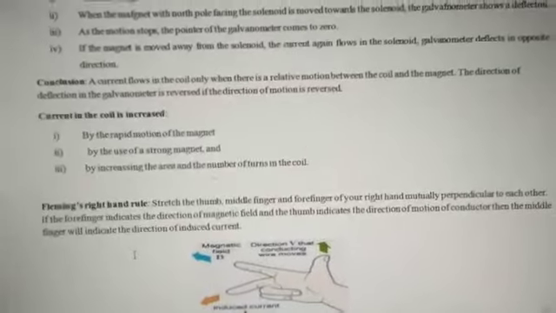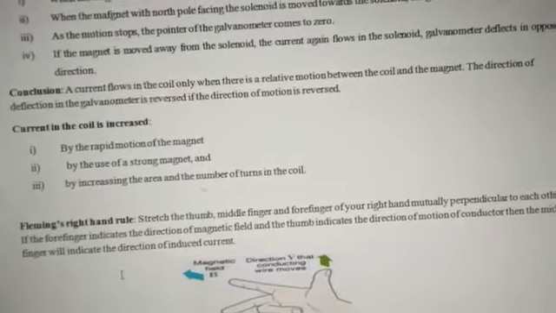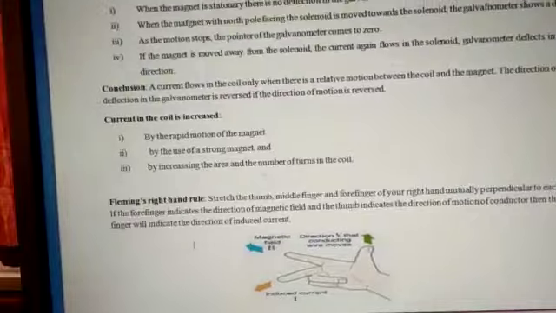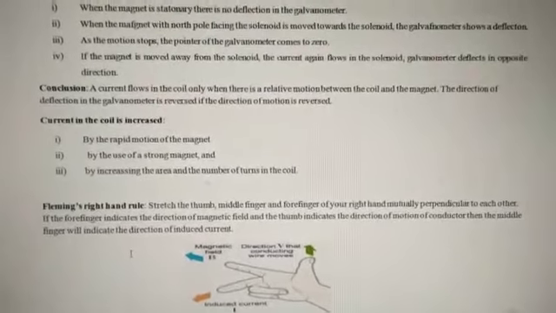Good morning, students. Today we are going to discuss Fleming's right hand rule.